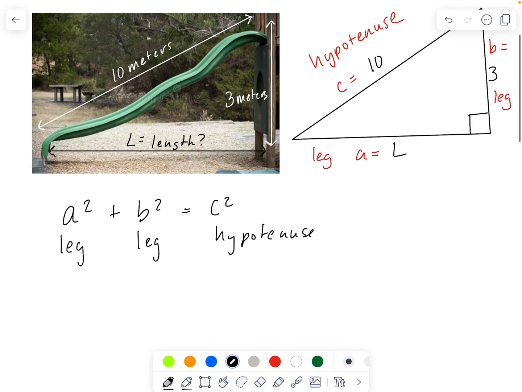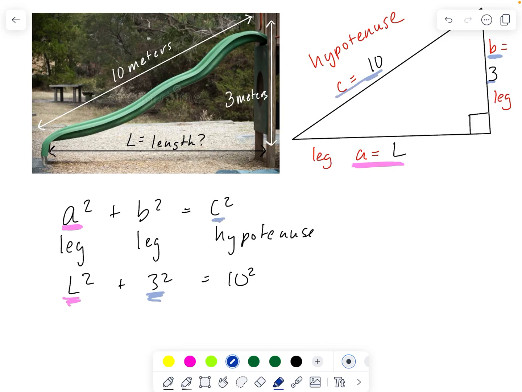Once I have that, I can plug in my values. So I will say that L squared plus 3 squared equals 10 squared. What I've done here is take A and make a substitution, putting in L for A. I'm looking for B. B is 3, so I'm substituting 3, and C is 10, so I'm substituting in 10.